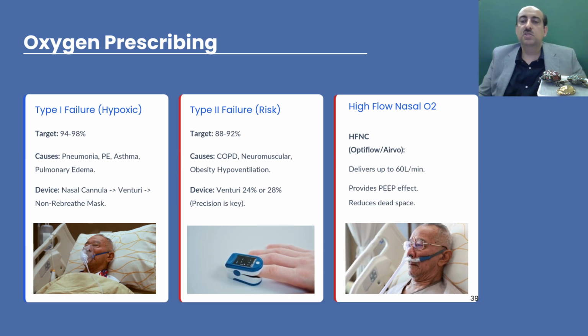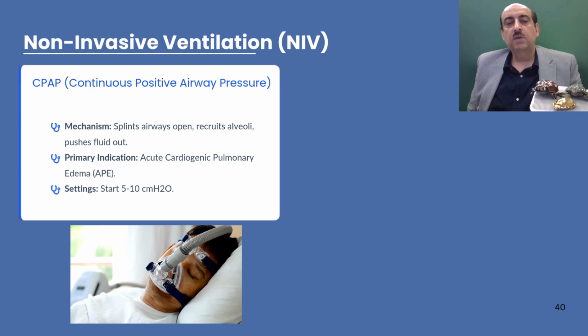Now, in terms of non-invasive ventilation, there are two different types. One is the continuous positive airway pressure, the CPAP, and the other one is the BiPAP, which is bi-level positive airway pressure. In terms of the CPAP, it's indicated usually in type 1 respiratory failure, especially due to acute cardiogenic pulmonary edema.